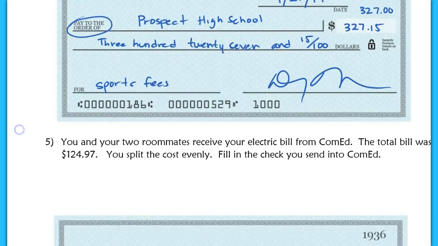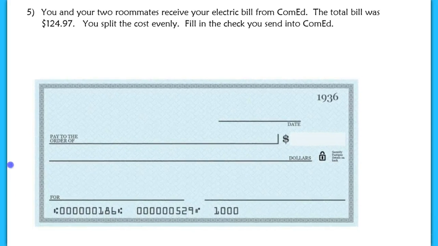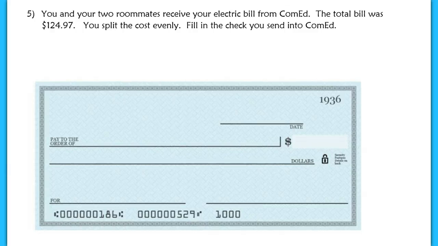Now, I would like you guys to try this question here on your own and fill out this check. Here, I've got, in context of a word problem, it says you and your 2 roommates, so be careful here, you and your 2 roommates receive an electric bill. Your bill is totaled at $124.97, and you split the cost evenly, okay? So you're going to fill out your check. You're paying it to ComEd. Make sure that you cover the full amount that you owe, okay?